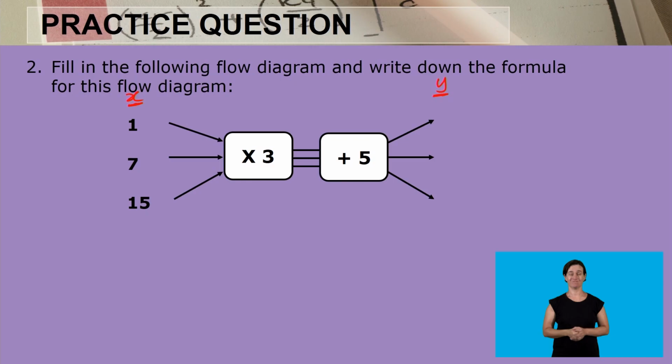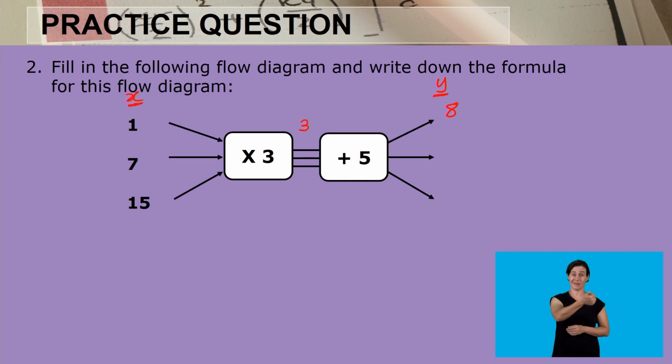So our first input value there is the 1. We are going to say 1 multiplied by 3. That, of course, will give us a 3. And from that 3, we are going to add 5, and that is going to give us an 8 as the answer. So 1 multiplied by 3 plus 5 gives us an output value of 8.